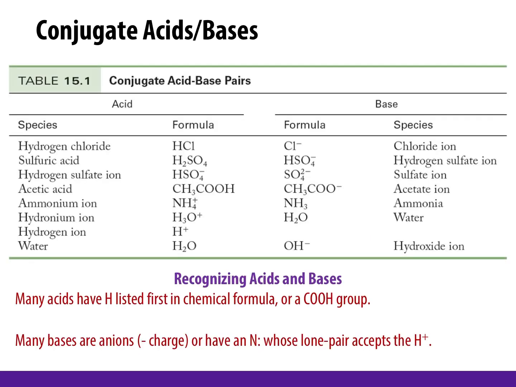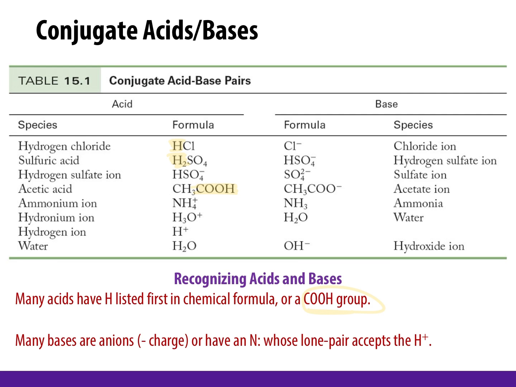One of the next things we want to do is start to recognize those acids and their conjugate bases. Many of our acids have a hydrogen listed first in the formula, like hydrochloric acid or sulfuric acid. Another common feature is a COOH group in the chemical formula. So acetic acid and many other types of acids are like that.